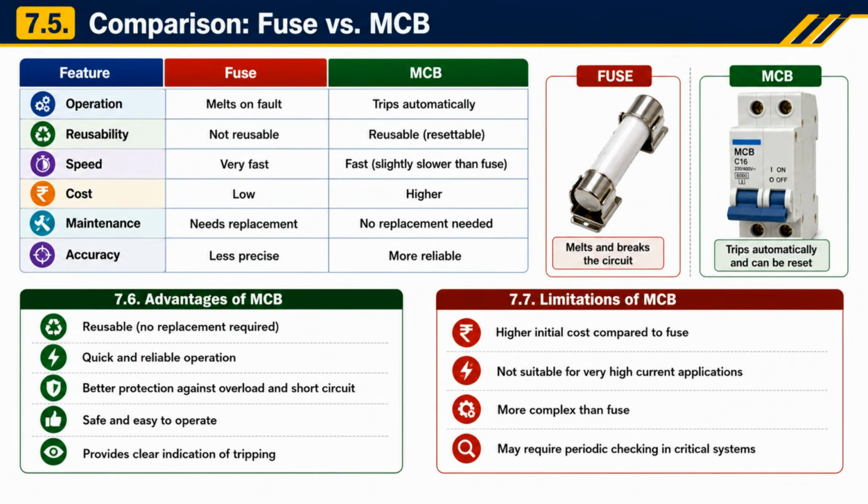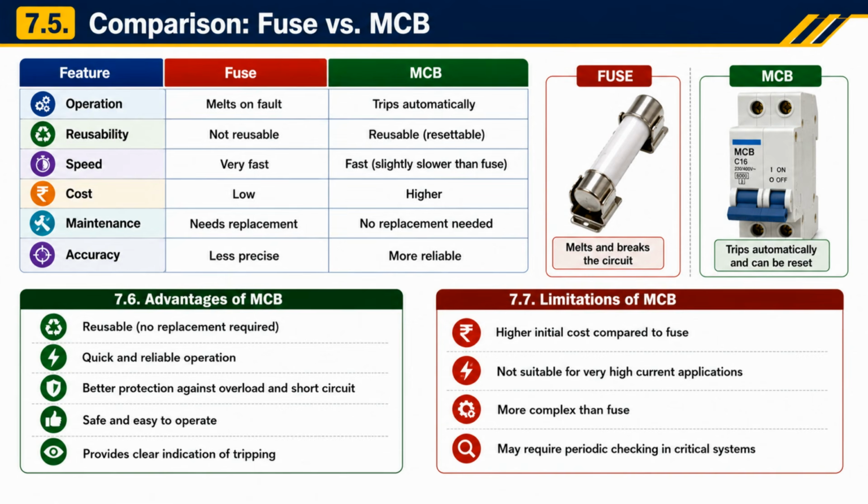1. Operation. A fuse protects the circuit by melting when a fault occurs. An MCB protects the circuit by tripping automatically. 2. Reusability. A fuse cannot be reused after it blows and must be replaced. An MCB can be reset and reused after clearing the fault. 3. Speed. A fuse operates very fast. An MCB is also fast, but slightly slower than a fuse.